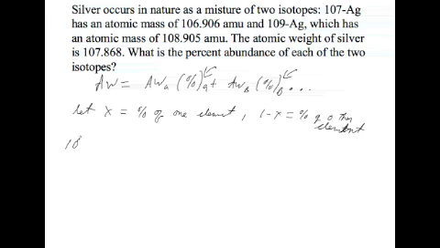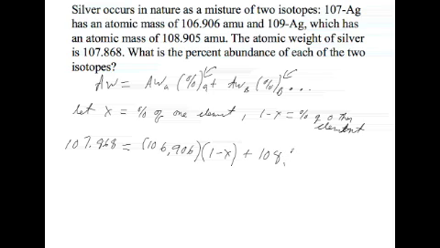So we have 107.868, which is what we were given as the average atomic weight, is going to be equal to 106.906. We don't know what the percent of this here is, so we can say 1 minus x for the other element, plus 108.905 times the percentage of the other element.